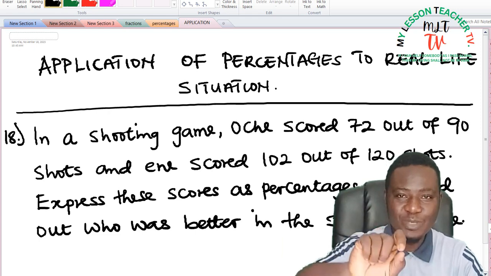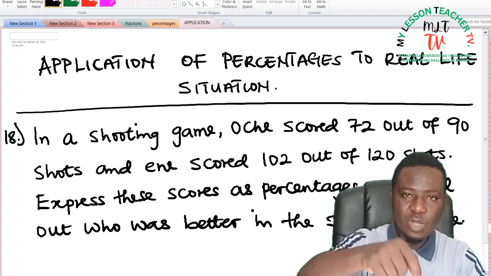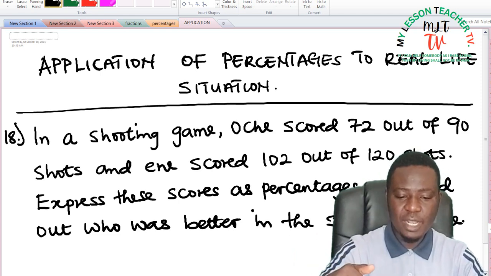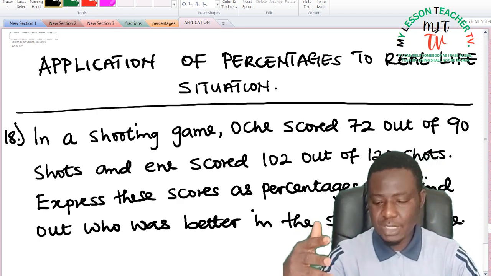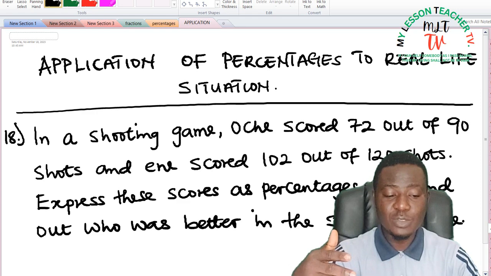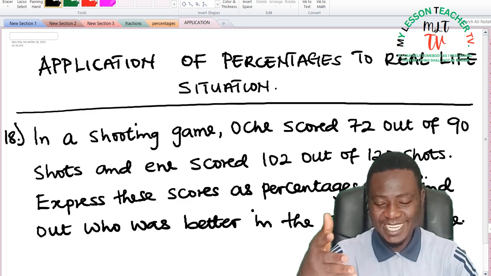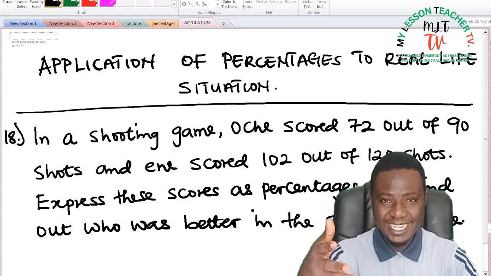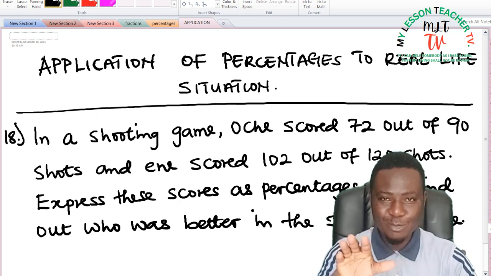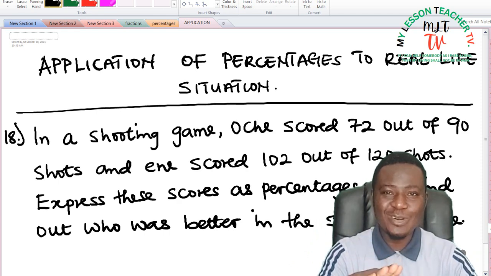I will advise you pause it at this point and let me get your answer in the comment section and see. If Oche scored 72 out of 90 shots and Ene scored 102 out of 120 shots, who do you think did better? I know you are thinking your answer is wrong. I bet the majority of you are thinking at this point your answer is wrong.